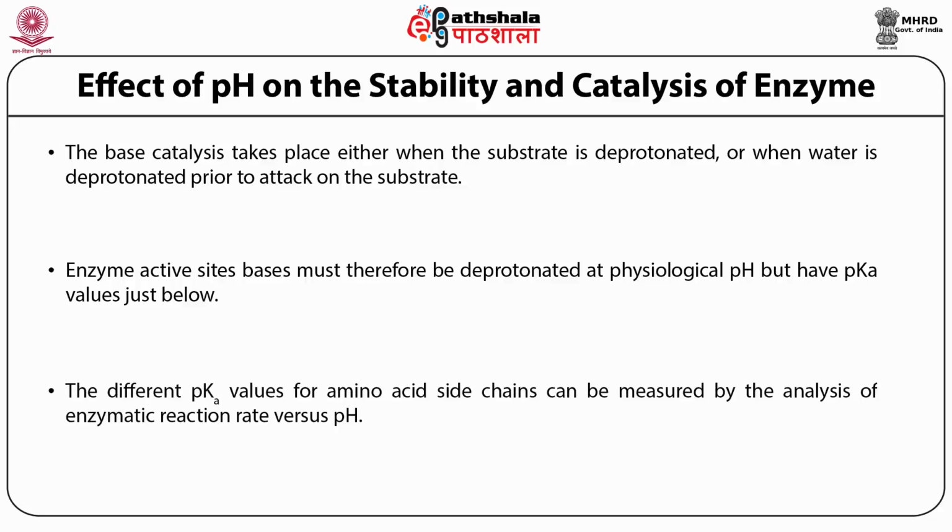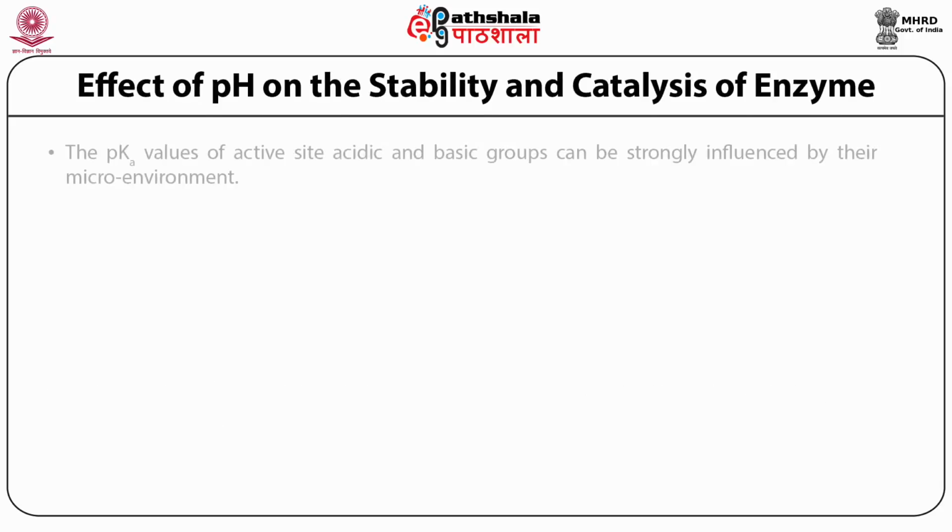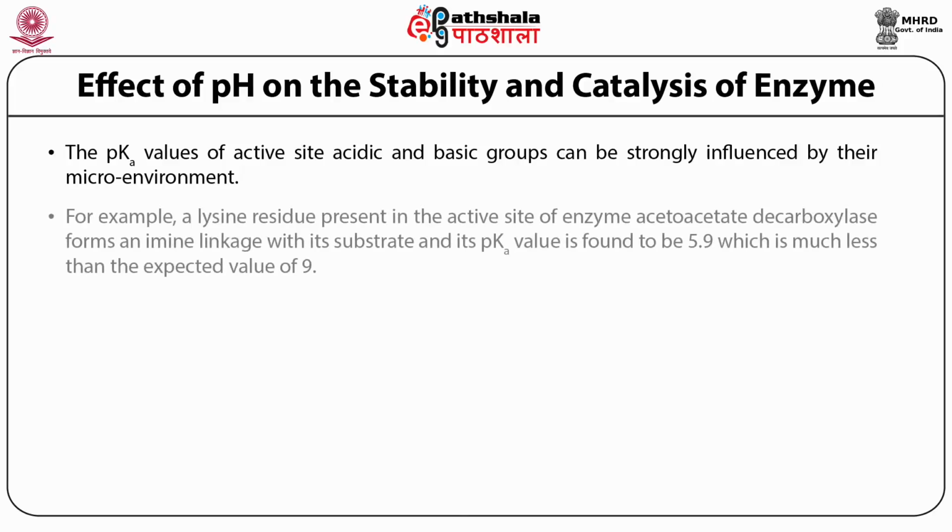The different pK values of amino acid side chains can be measured by analysis of enzymatic reaction rate versus pH. The pK values of active site acidic and basic groups can be strongly influenced by their microenvironment. For example, a lysine residue present in the active site of the enzyme acetoacetate decarboxylase forms an amine linkage with the substrate. Its pK value is found to be 5.9, which is much less than the expected value of 9.